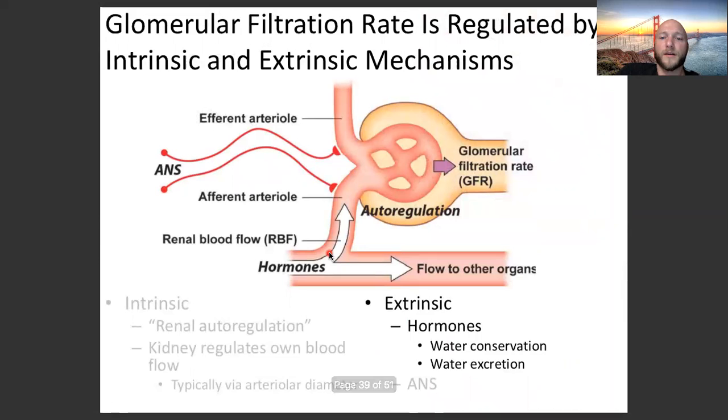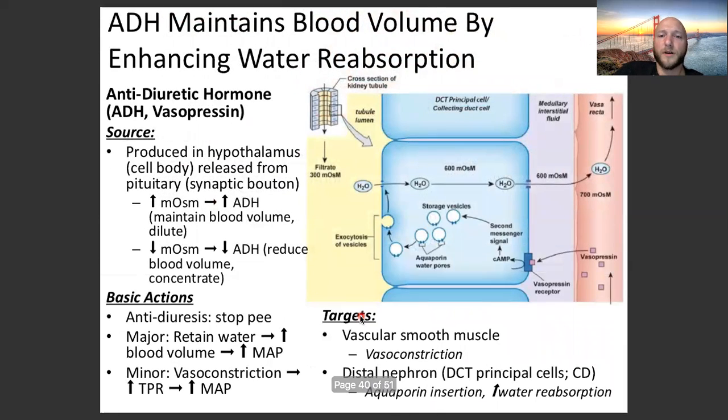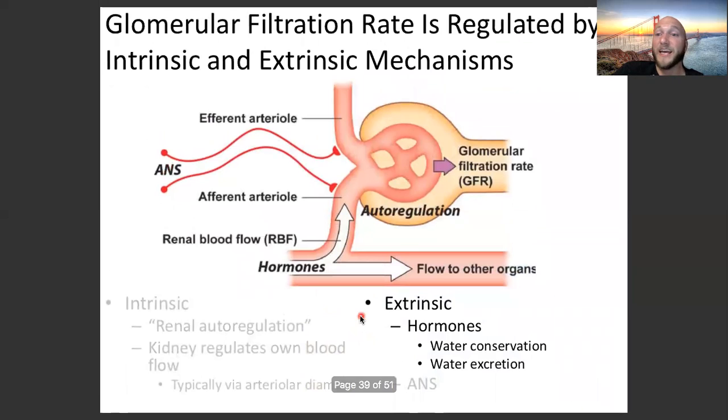All right. And then hormones. Glomerular filtration rate is regulated by intrinsic and extrinsic mechanisms, autonomic nervous system, and also hormones. Again, that's going to come up soon. It's going to come next, actually. I'm actually going to end this part right here, and we will get into the hormones in part 3.